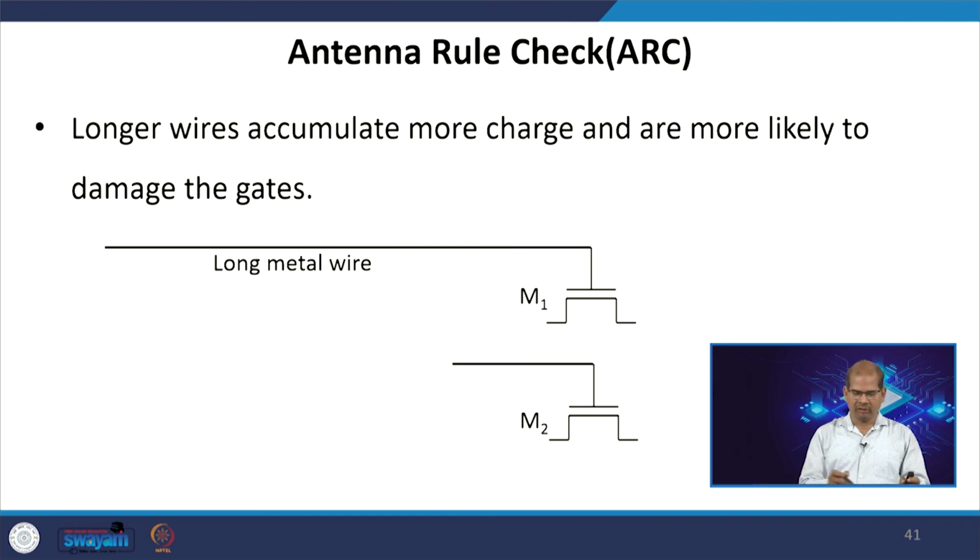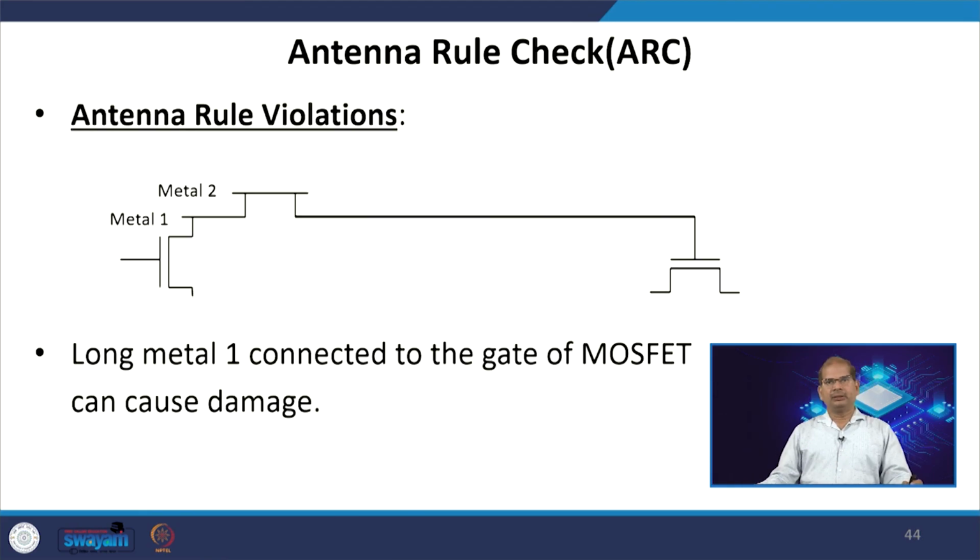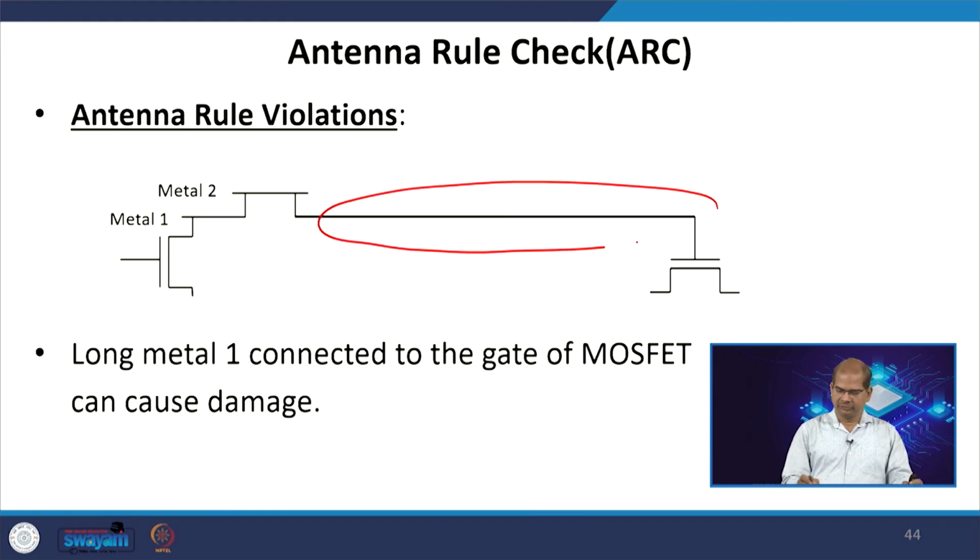So, let us say you have a long metal connected to the gate of your transistor; we need to make it smaller. Basically the M1 is more likely to have damaged gate oxide than M2. In case of antenna rule check, we have a long interconnect going to the gate of your transistor. It will accumulate more charge and damage the gate oxide, which will cause more leakage current and degrade the reliability of your transistor.